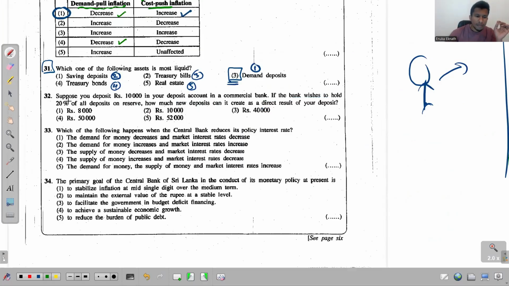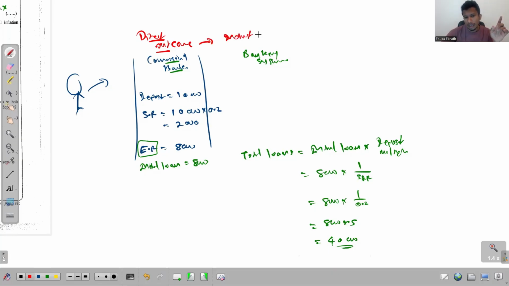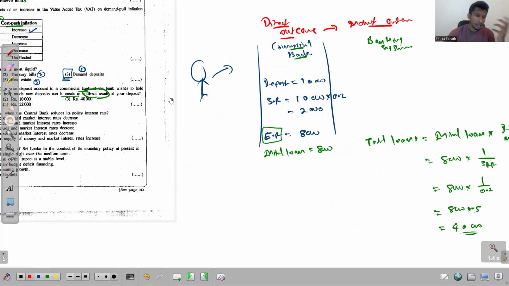Right, the question says, suppose you deposit rupees 10,000 in your deposit account in a commercial bank. If the bank wishes to hold 20% of all deposits on reserve, how much new deposits can it create as a direct result of your deposit? See that now, even in the previous question paper, I think we discussed this in the 2016 A-level paper, we recognize this as the direct outcome, right? What happens in your commercial bank, that's the direct outcome. And the rest we just recognize as the indirect outcome, right? So the question asks for the direct result that happens.